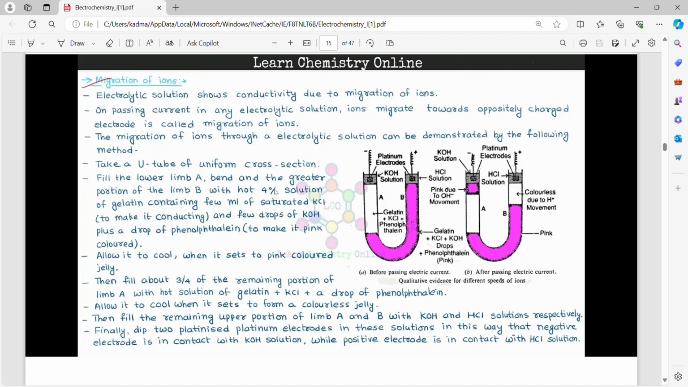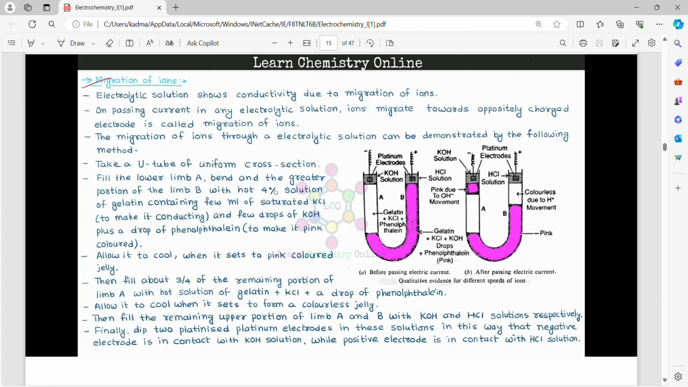Take a U tube of uniform cross section, fill the lower limb A and the greater portion of the limb B with hot 4% solution of gelatin containing a few ml of saturated KCl to make it conducting, and a few drops of KOH plus a drop of phenolphthalein to make it pink colored. Allow it to cool. When it sets to pink colored jelly, then fill about 3/4 of the remaining portion of a limb with hot solution of gelatin plus KCl plus a drop of phenolphthalein. Allow it to cool. When it sets to form a colorless jelly, then fill the remaining upper portion of limb A and B with KOH and HCl solutions respectively.